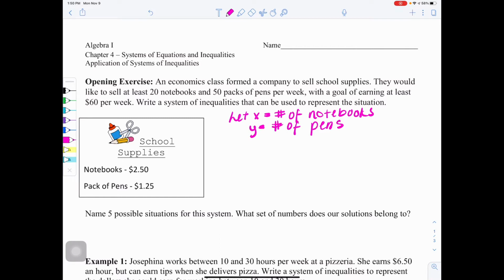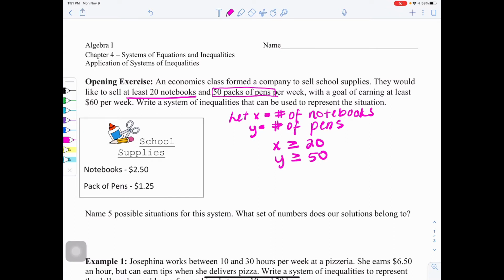Now looking back to my problem, I see they would sell at least 20 notebooks. So my notebooks were x. X would have to be greater than or equal to 20 to show at least, which means 20 or more notebooks. Then I see 50 packs of pens per week. Remember, again, that's at least. So y has to be greater than or equal to 50.